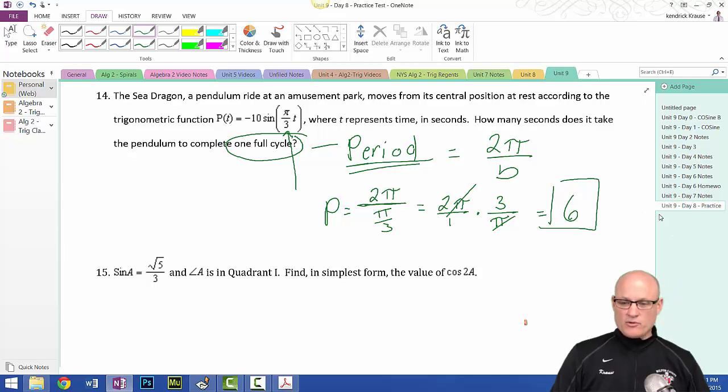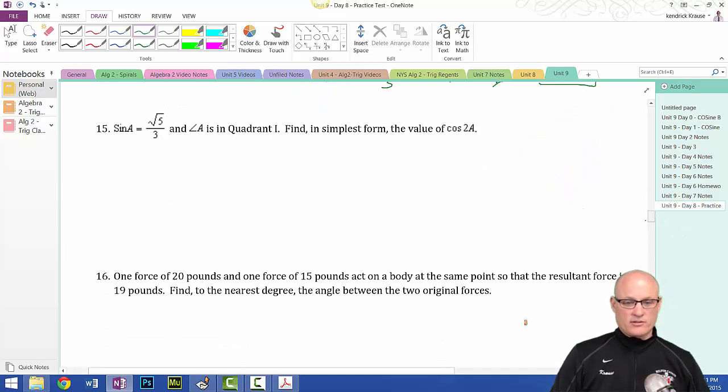Done. Almost finished. Let's see what this next one's going to look like. Oh, this looks like fun. All right, I don't know if that matters.